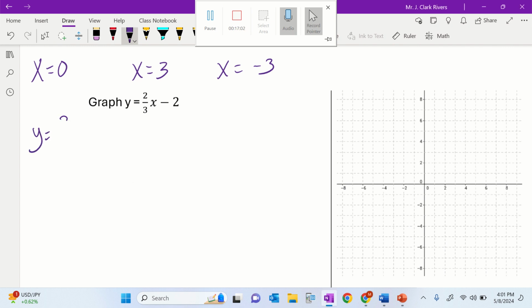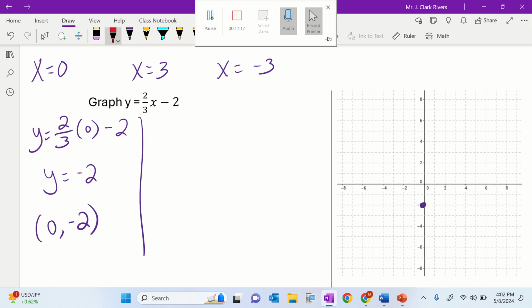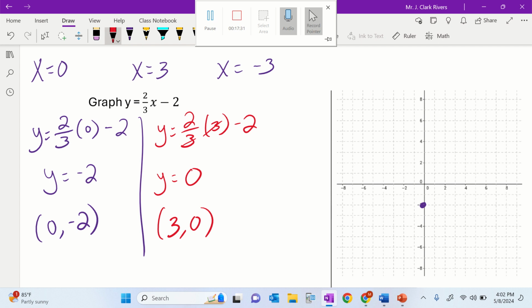y equals 2/3 of, instead of x, I plugged in a 0. So we get y equals, that's going to be 0, negative 2. So we got 0, negative 2. I'm going to plot that, 0, negative 2, that point right there. x equals 3. y equals 2/3 of 3 minus 2. Okay, 3 over 3 is 1. They cancel out. We're left with y equals 2 minus 2, which is 0. So when x is 3, y is 0.